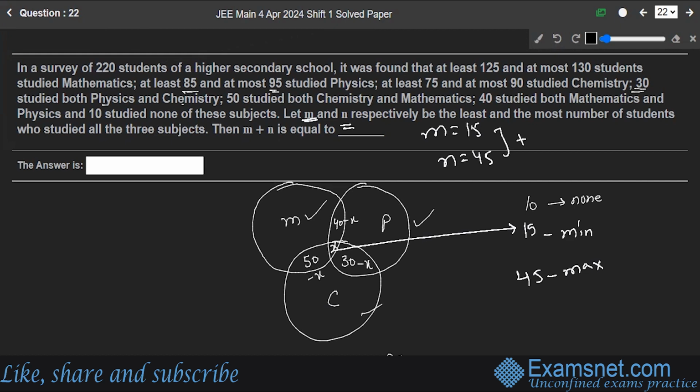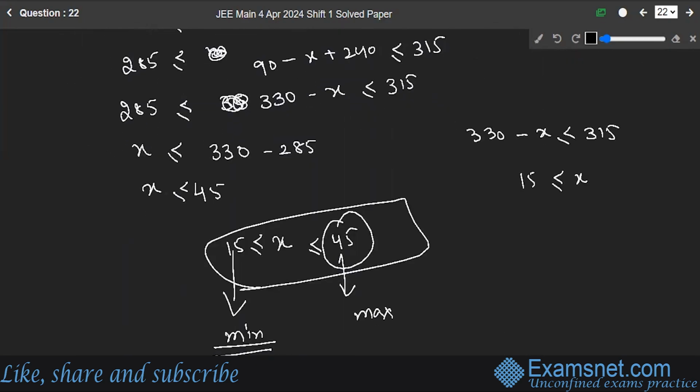A sum of both of them will give you 60. So 60 is the right answer to the question. Hope you got that. All right, let's write it. 60 over here.